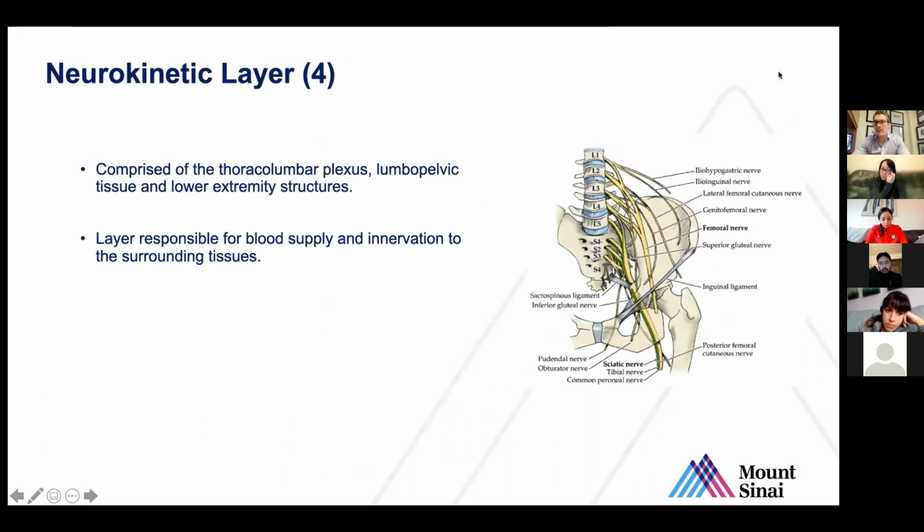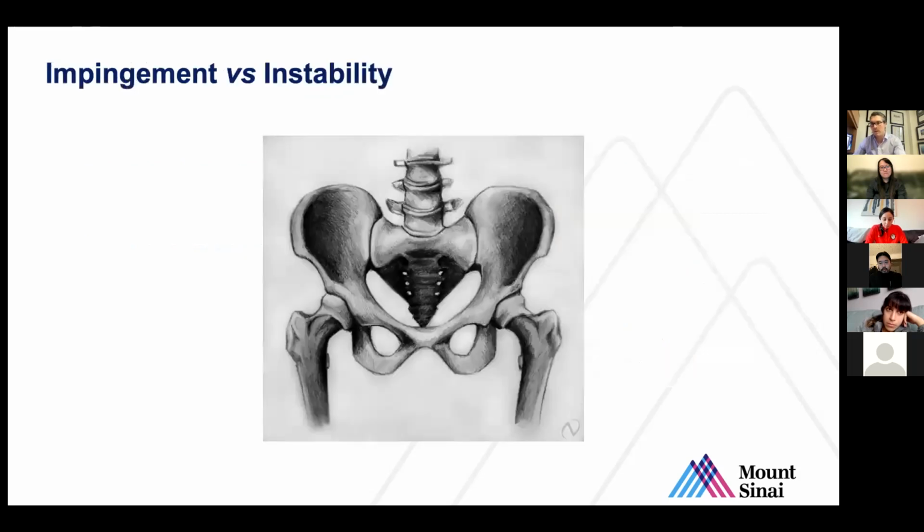But it's similar to the biceps tendon in the shoulder. There's even less data on that indirect head, and we're also looking at that in dynamic ultrasound studies right now. So the neurokinetic layer is the other layer. This is comprised of the thoracolumbar plexus, the lumbopelvic tissue, and lower extremity structures. So this is the layered concept of the hip and how to think about the hip. Any questions about that? Discussions?